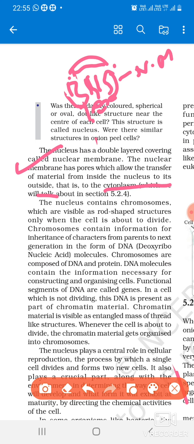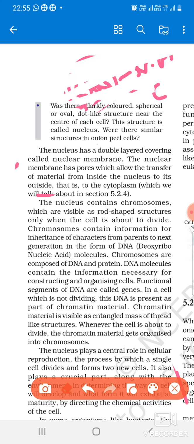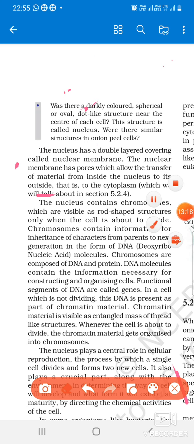These are rod-like structures, only when the cell is about to divide. Chromosomes look like rod-like structures when the cell is going to divide. Otherwise, they appear as an entangled mass of thread, and they are called the chromatin material.